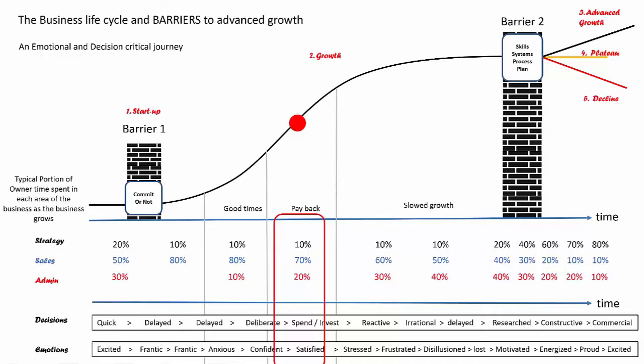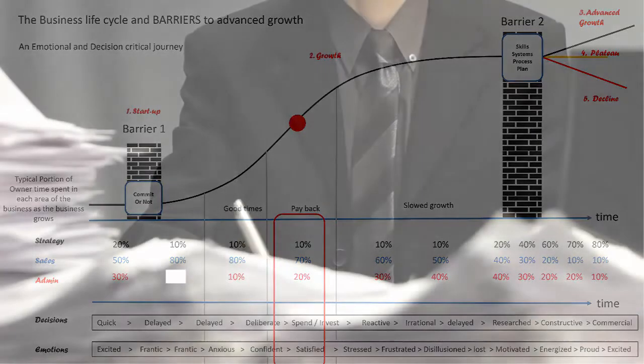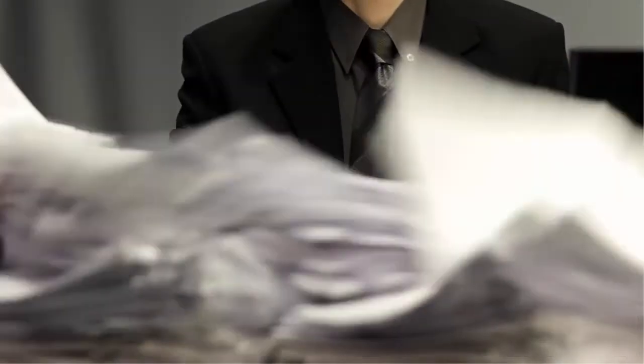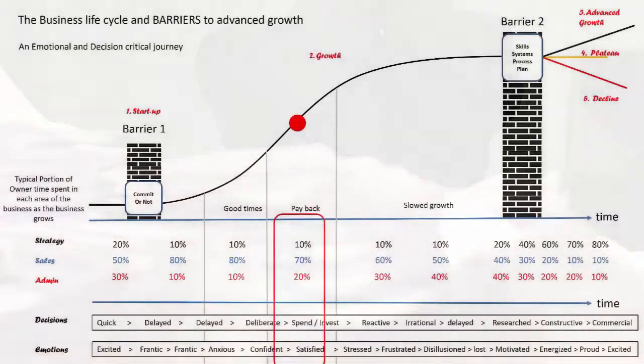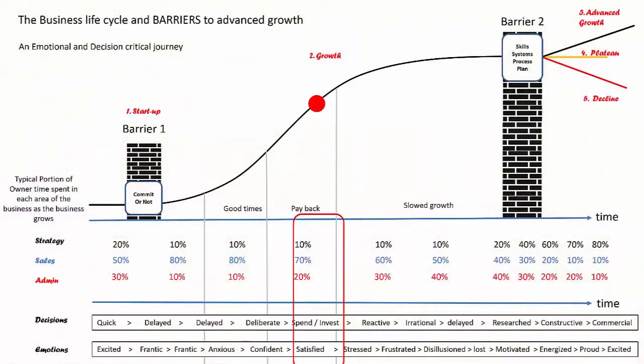Good times are found in accelerated growth, and at this point, owners are spending more and more time in red activities and less in blue as growth slows. These are the first signs of the business outgrowing its systems, skill base, and processes. While the business has been growing, minimal time has been spent working on black strategic activities. Decisions have become reactive and irrational, and the feelings are now stress and frustration. Paul and Jenny are fast approaching the second barrier, and the business has plateaued.